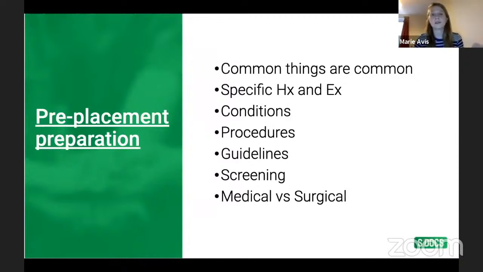Some guidelines to look through. This won't be applicable to every single placement you're on, but if there are some really exam-heavy guidelines, things like asthma care pathways and escalation, then that will be useful. Different screening protocols.